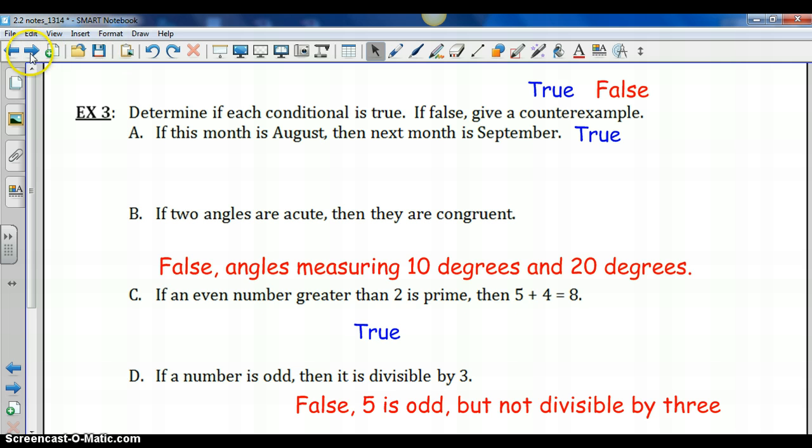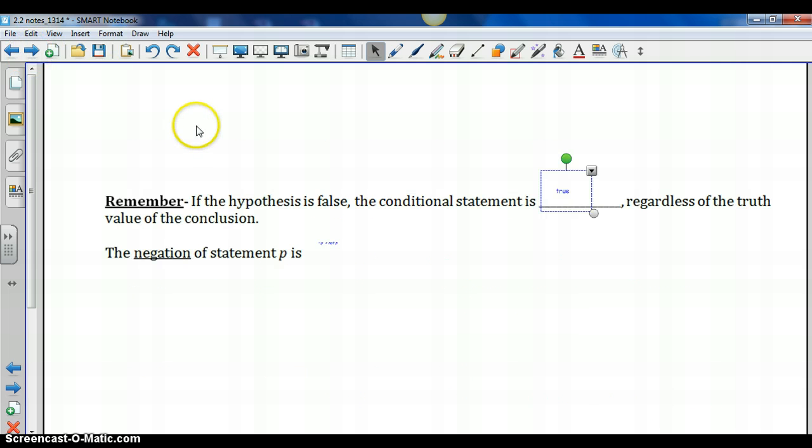So let's continue with our notes. Remember, if the hypothesis is false, the conditional statement has to be assumed to be true, regardless of the truth value of the conclusion.